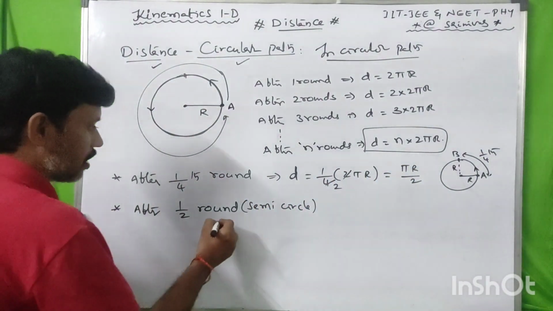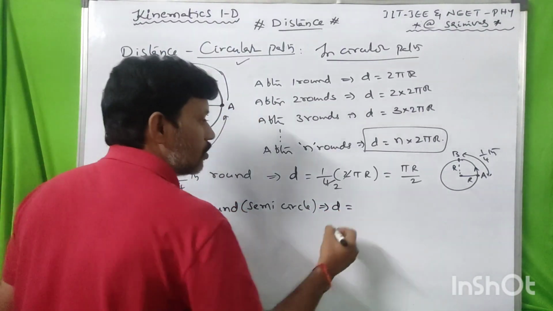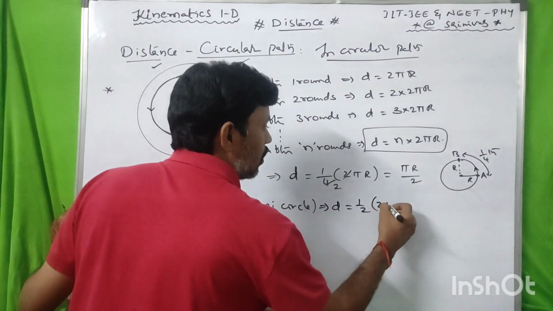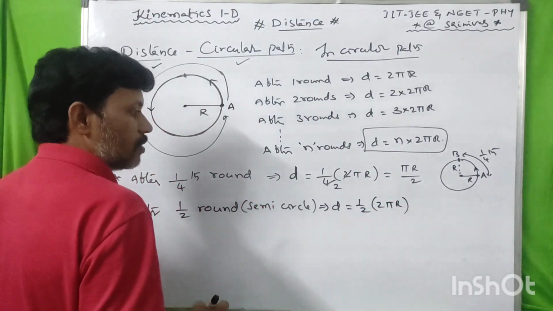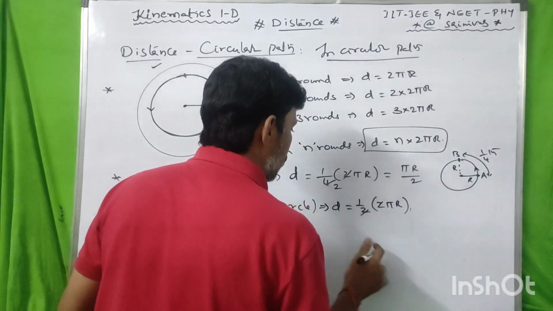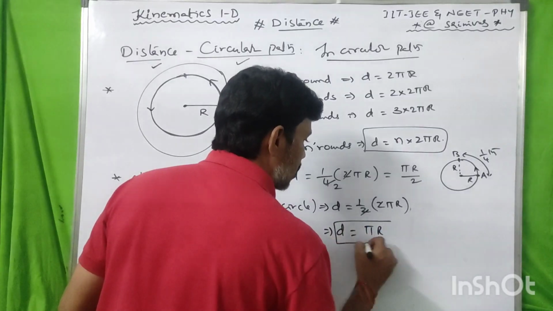Now after half round, distance D is equal to, n is replaced by 1 by 2 of total circumference, this one. So 2 will be cancelled. The answer is nothing but D is equal to pi r, semicircle.